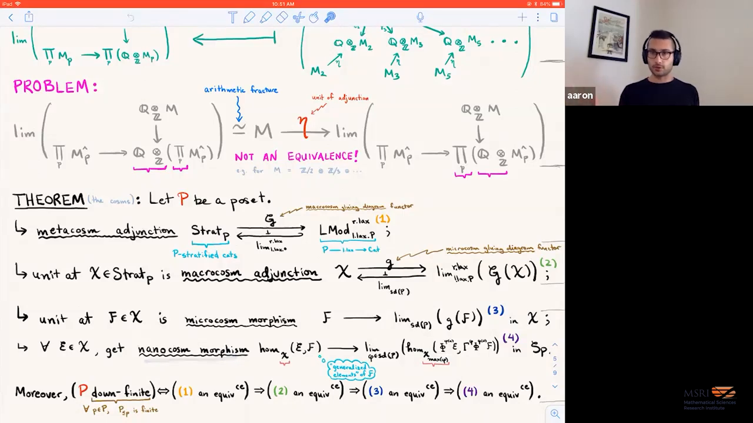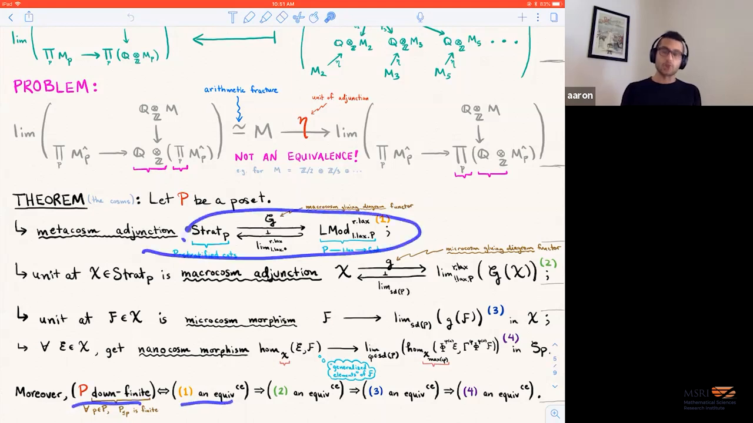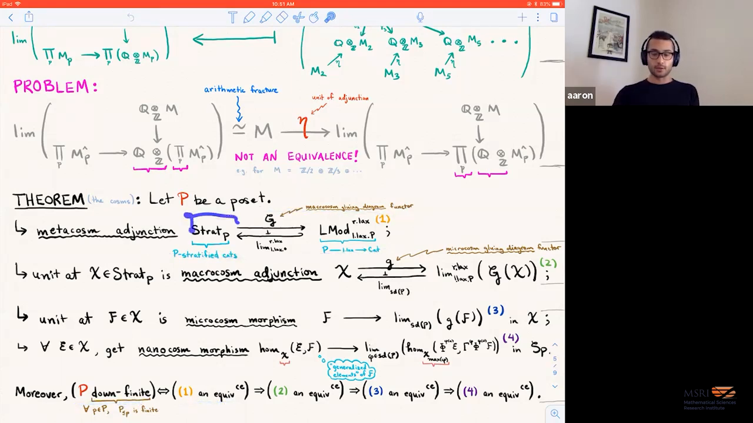And then here's the real theorem: if the poset is down finite, which is just a finiteness condition, it means every element, the stuff less than or equal to it, is finite. Notably, not the poset PZ that we just saw. We had the generic point, and then we had infinitely many primes living below it. That poset is not down finite. And the theorem is, if the poset is down finite, then the metacosm adjunction is an equivalence. Every stratified category, if you take its gluing diagram and then you reglue, you get the same stratified category.